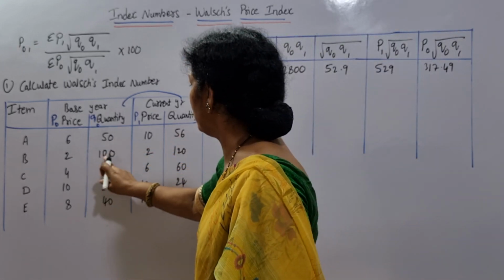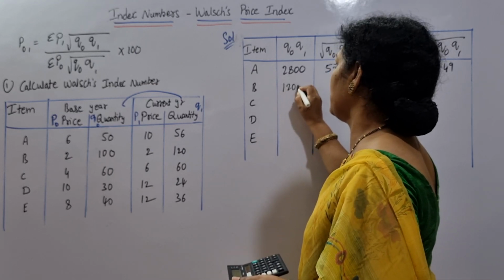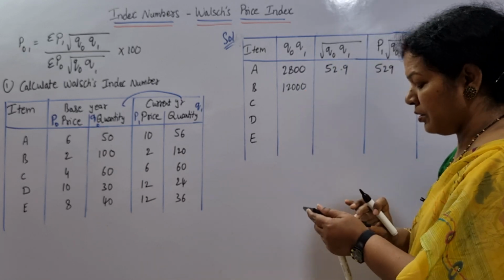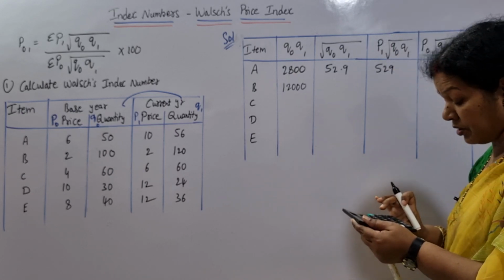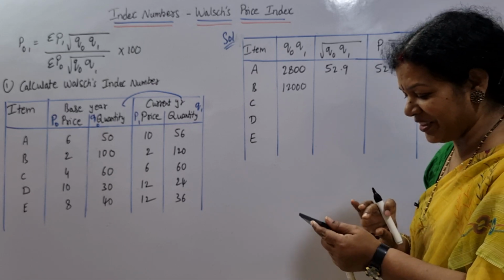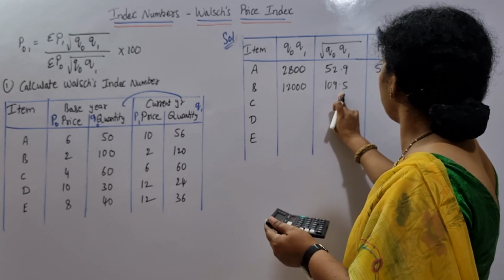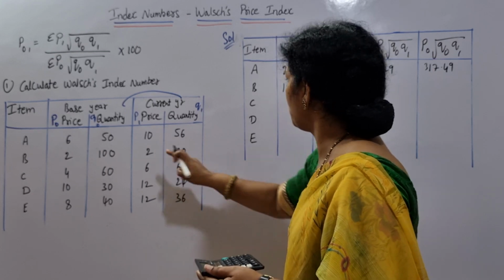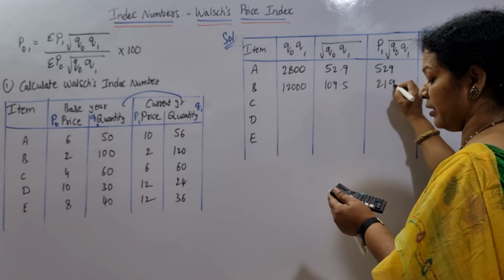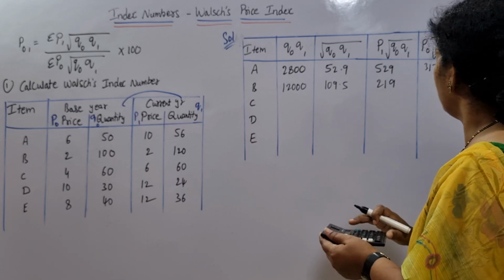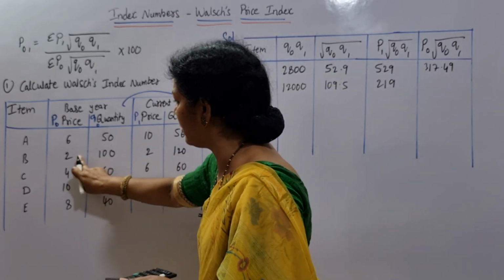Okay. In the same way, we'll calculate the rest of the things also. Q1, Q0, next one is 100 into 120. It comes to 12,000. We will take out the root. So we are getting 109.5, multiplied with P1. P1 means 2. Into 2, you are getting 219.08, it's okay, we'll leave it. And the same one, 109.5, if you multiply with P0, P0 is here, this one, 2.